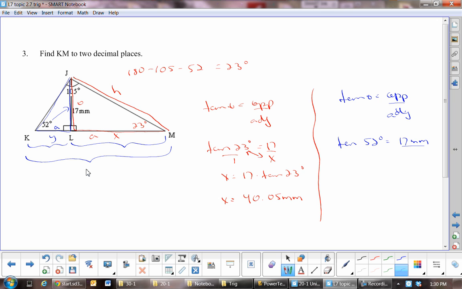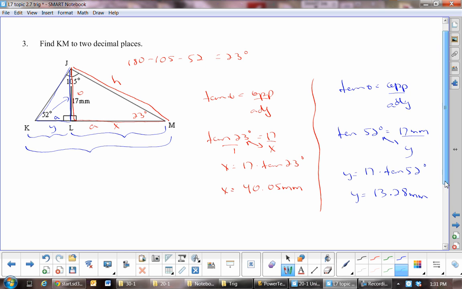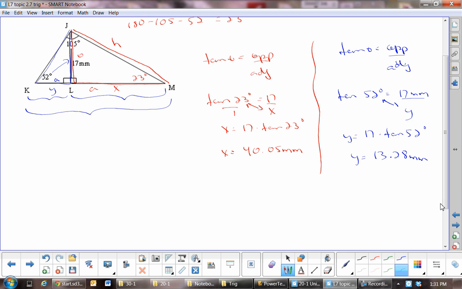The adjacent is y. So if we switch these two, y equals 17 times tan 52 degrees. Okay, and if we do that, we will get y to equal 13.28 millimeters. So now we just have to add the two together, and we will get 53.33 millimeters.